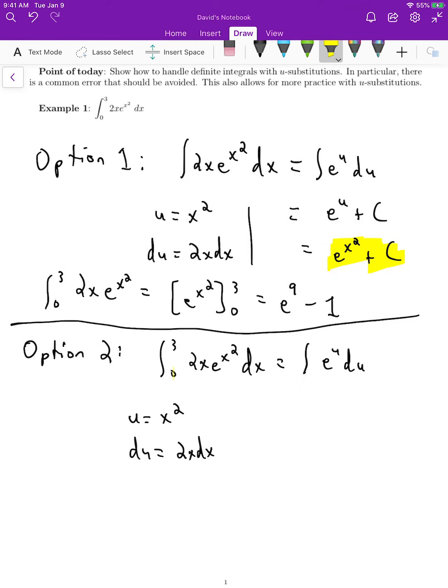Okay, so the 0 and 3 right here, these are x bounds in the x language. It's not clear at all, and in fact, usually it won't be true that those numbers carry over. So if you want to do it this way, if you want to keep the bounds from the start, you have to do this. You have to say, okay, when x is 0, what is u? Well, u is x squared, right? So when x is 0, that would mean that u is also 0.